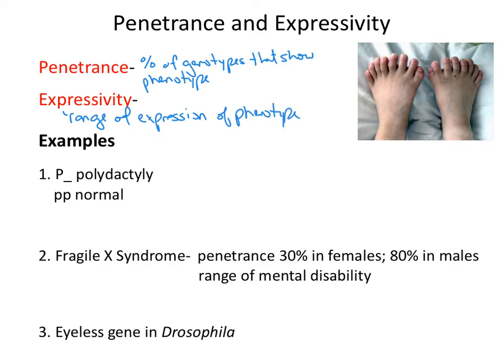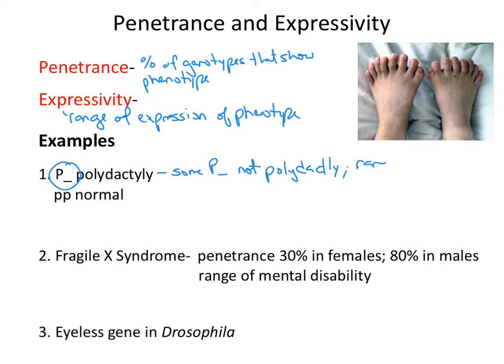The first example is polydactyly. I know this image is kind of creepy. Polydactyly is the presence of extra digits, whether on feet or hands, fingers or toes. Notice that polydactyly is a dominant trait. Some individuals with a dominant allele do not have polydactyly.